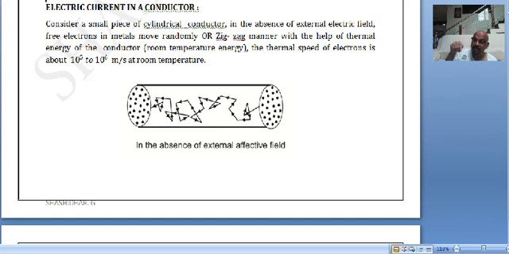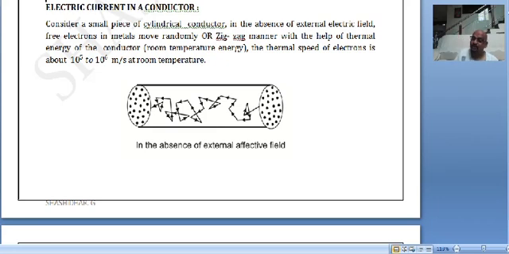They are moving with a very high velocity, of the order of 10 to the power 5, 10 to the power 6 meters per second. That is called the thermal velocity, or thermal speed, of electrons. So electrons are in continuous random zigzag motion inside the conductor, moving randomly from one side to the other side.